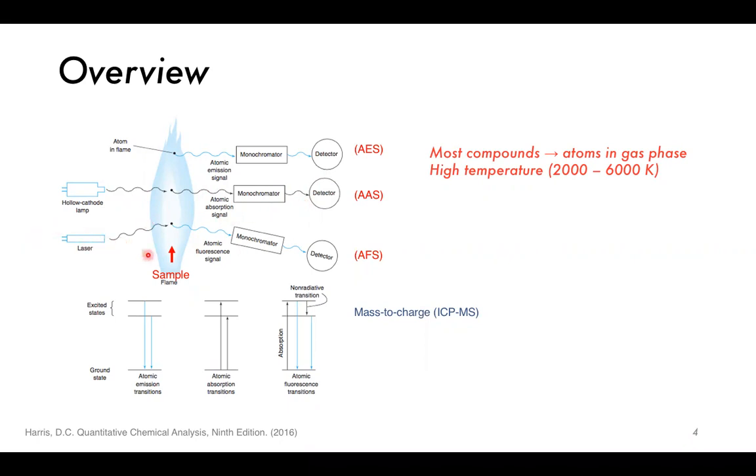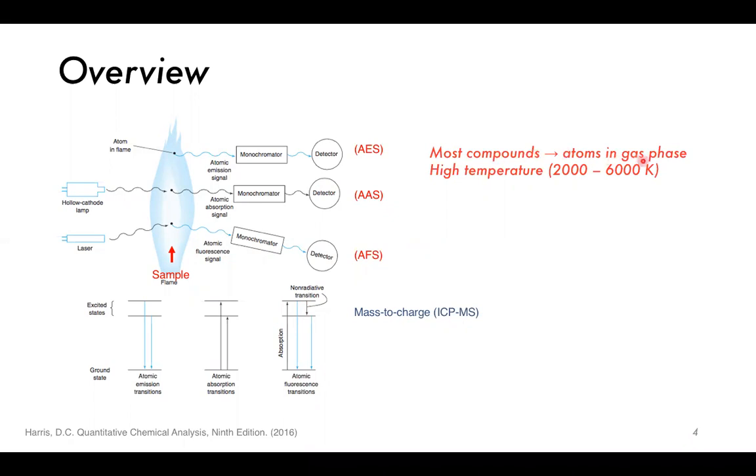Then in fluorescence, we need some sort of laser source to produce light of a specific wavelength. And then we get the fluorescence, which is stimulated emission. So we have an absorption of light, and then this causes fluorescence to happen. And again, this fluorescent signal is picked up by the monochromator, and then it passes through the detector, and we have an AFS sample. And then we also have the fourth one, the mass to charge ICP-MS, which we will learn about later. It's pretty similar to the process involved here. So it burns the sample, atomizes it, and then we measure it.